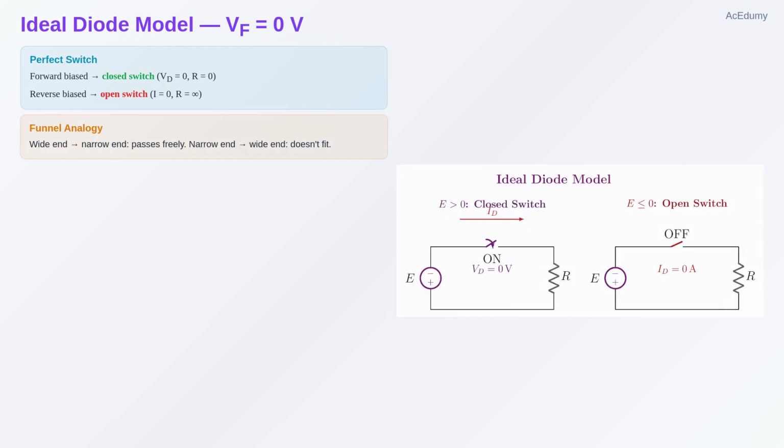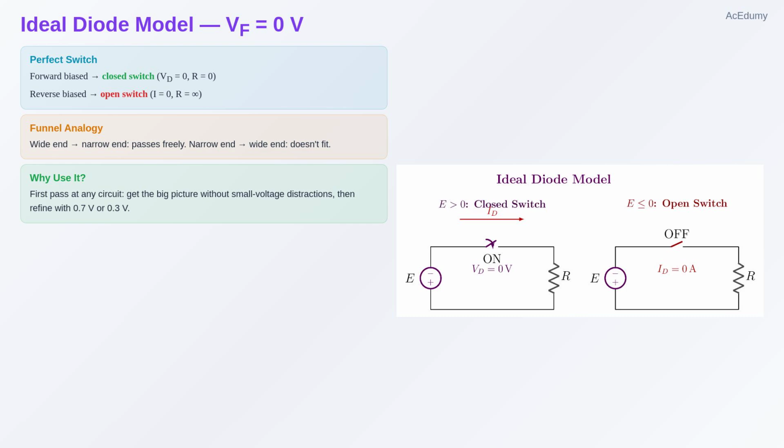Now, there is a third model, the ideal diode. This is the theoretical model used to simplify analysis. In the ideal model, there is no forward voltage drop at all. The threshold is 0 volts. If any positive voltage is applied, even the smallest amount, the ideal diode conducts perfectly. 0 resistance, 0 voltage drop. It behaves exactly like a closed switch. If the voltage is 0 or negative, it behaves like an open switch.